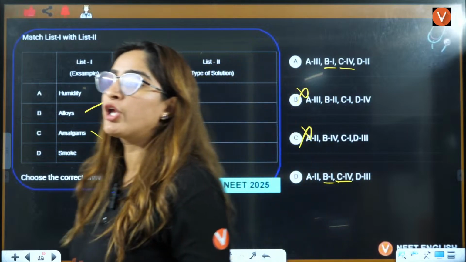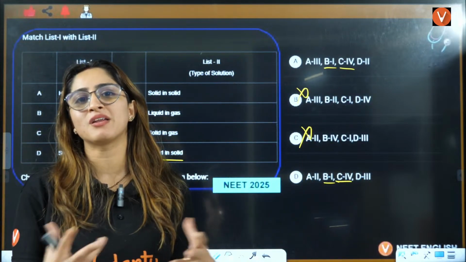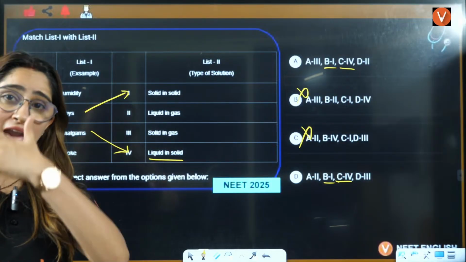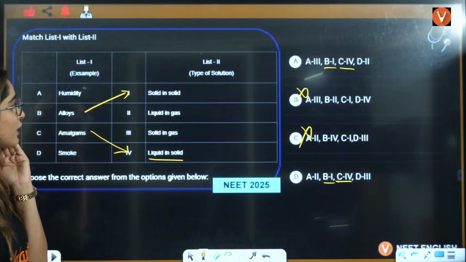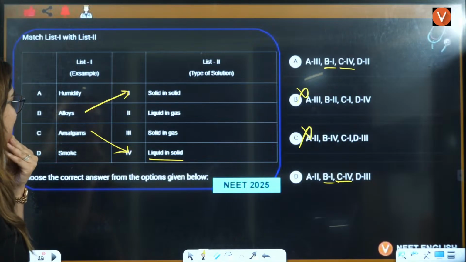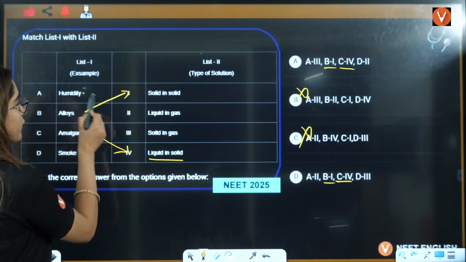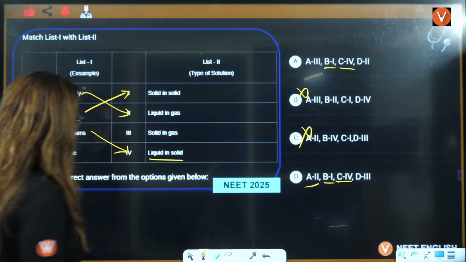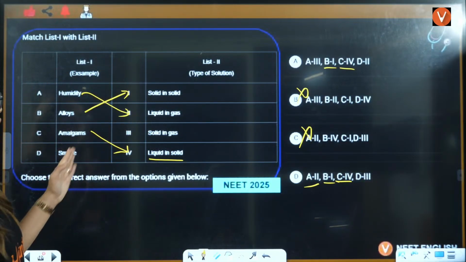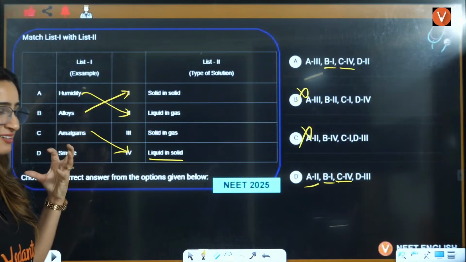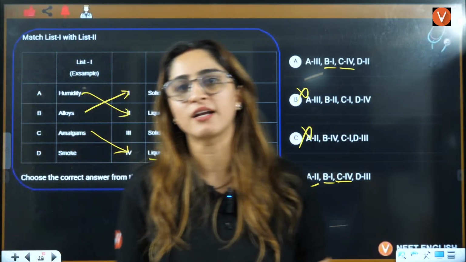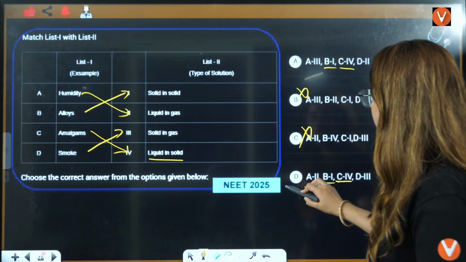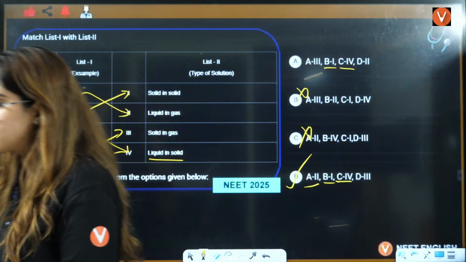Now you talk about humidity. What is humidity? Moisture in the air. Moisture is a very less quantity in the air, air is full gas, right? So you can say liquid in gas, right? Liquid in gas is 2, right? And then what about this one? What is smoke? Smoke is solid, the dust particles in the air. That is called solid in gas, right? So that is your smoke. So the answer will be D is the correct answer, right?